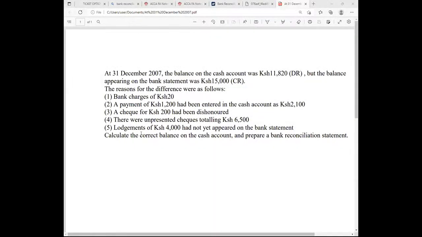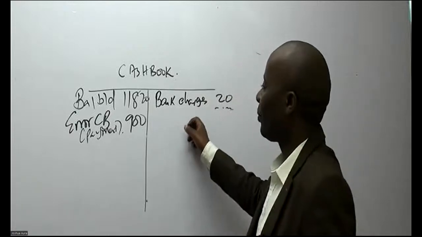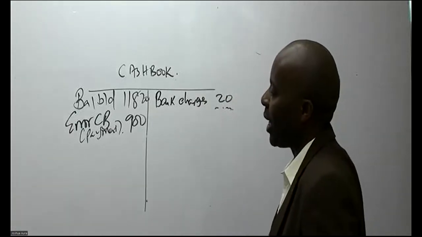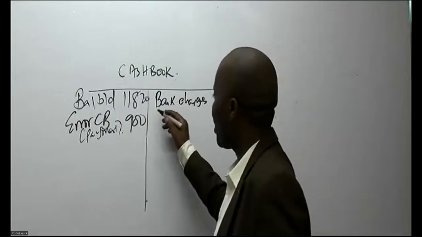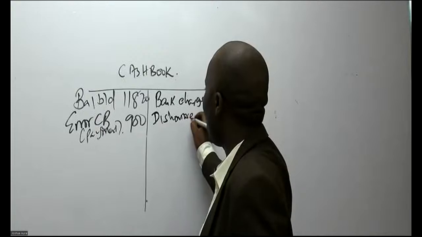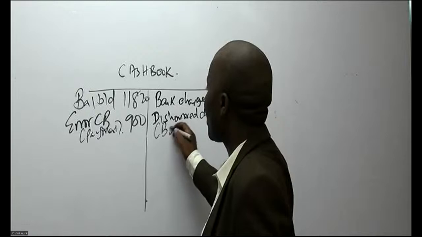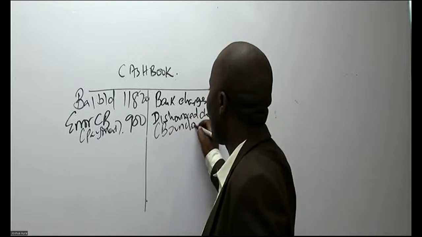Here we are saying a check for Kenya shillings 200 had been dishonored. Here, I don't even have to reason at all. When I'm told that there is a dishonored, a bouncing check, what I need to do straight away is credit the account. So we have here a dishonored check of 200. Any bouncing check, credit there.